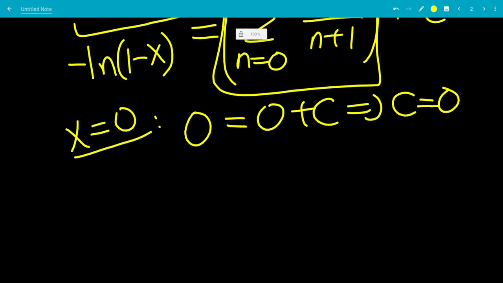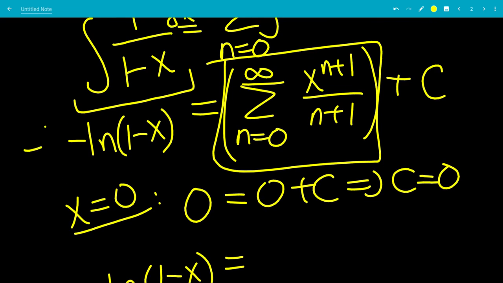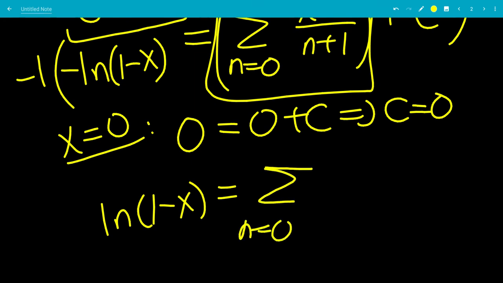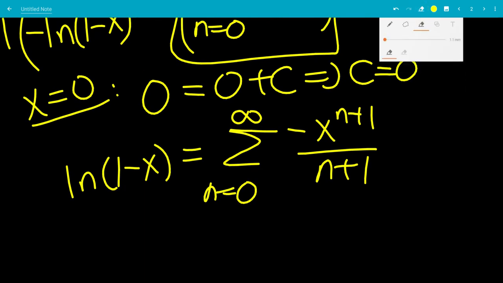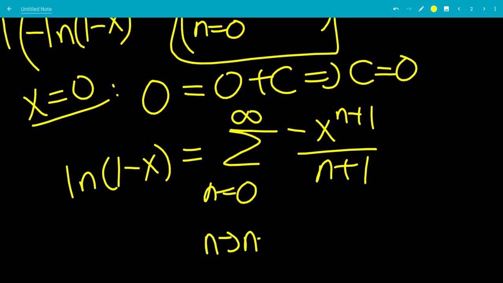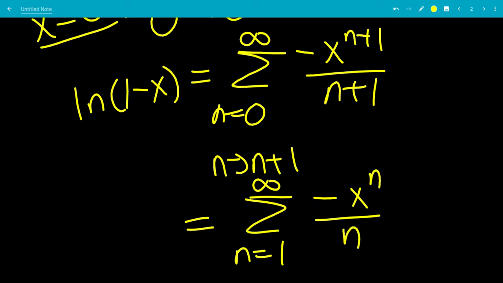Now we're going to multiply negative 1 on both sides, leaving us with ln of 1 minus x equals negative 1 times the sum from n equals 0 to infinity of minus 1 times x to the n plus 1 all over n plus 1. And this is why we start at n equals 1 on the other sum, because it's just easier to look at. So we're going to move n to n plus 1. So this will be the sum from n equals 1 to infinity, the minus x. Now the other n's we're going to move back to n minus 1. So n plus 1 will go to n, and then n plus 1 will go back to n. So it'll look like this.